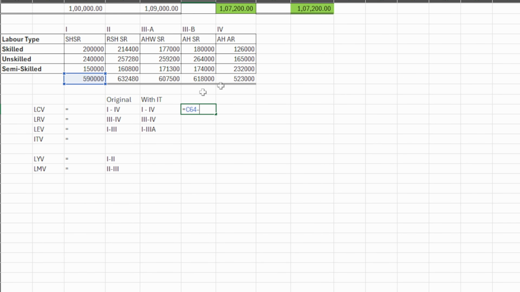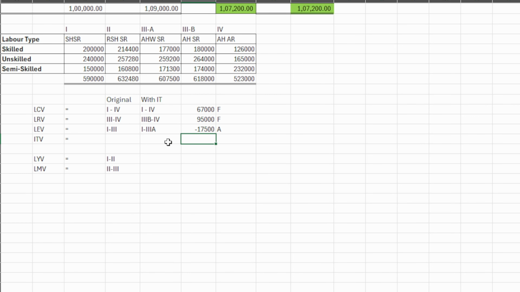1 minus 4. So this is 67,000 favorable. Labor rate variance 3 minus 4. So here it will be 3b minus 4. 95,000 favorable. And 1 minus 3a. So this is adverse. I know here I have to reconcile. When I reconcile these two, I am not getting 67,000 as my answer. This balance is not reconciling because we also have to add idle time variance.